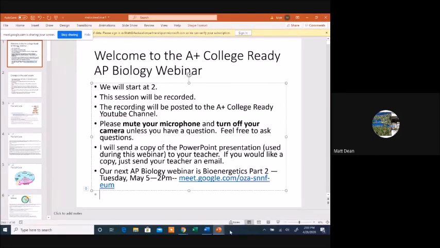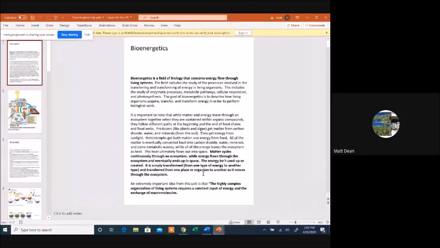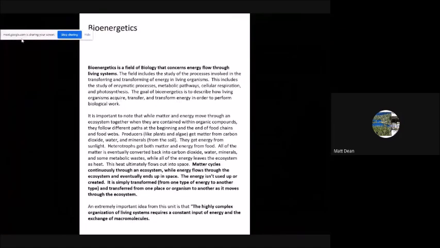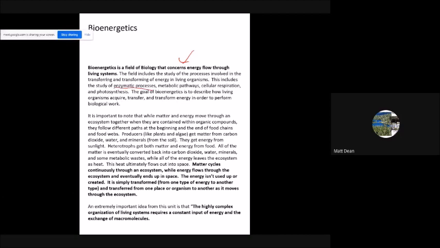All right, let's get started for today. So bioenergetics is the field we're talking about. In bioenergetics, we're looking at how energy flows through living systems. So we're talking about things like enzymes, and that's mostly what we're going to focus on today. Metabolic pathways. We'll talk about what a metabolic pathway is in a minute. We'll also be talking about cell respiration and photosynthesis. I'm not sure how much of those we'll get to today, but if we don't, we'll get to them in the next part of this session.